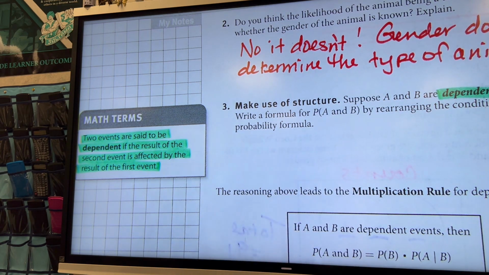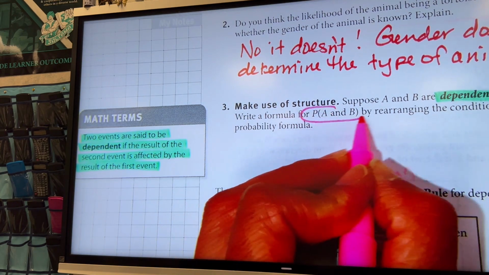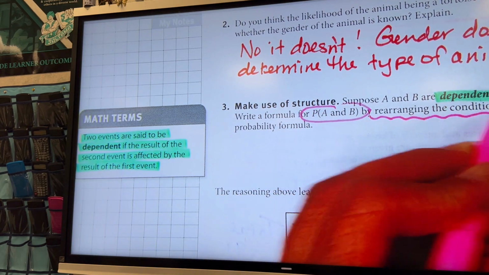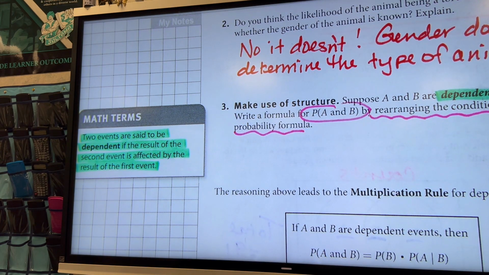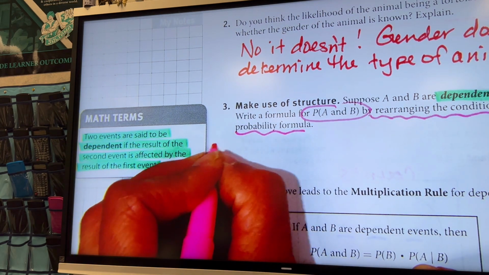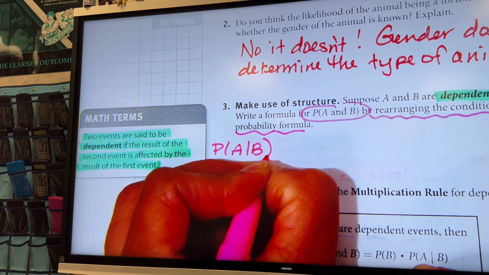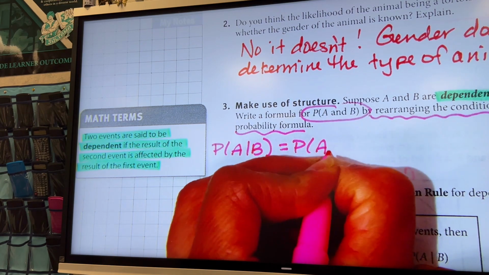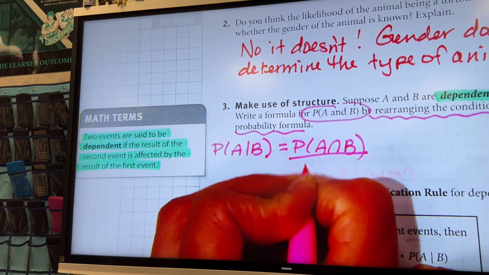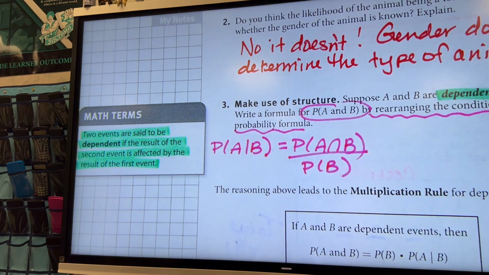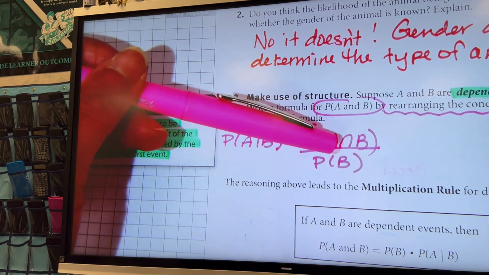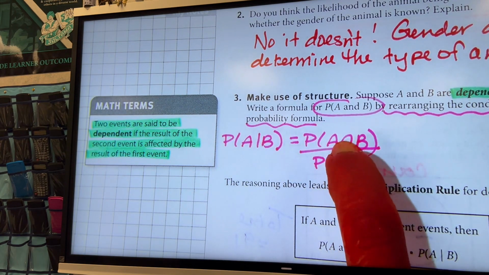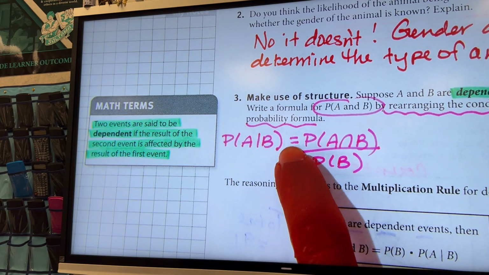It says we're going to write a formula for the probability of A and B by rearranging the conditional probability formula. That was from the bottom of the last page, the formula that we boxed. That formula was probability of A given B equals probability of A and B over probability of B. They want us to rearrange it for probability of A and B. So they want this numerator right here all by itself on one side of the equal sign.